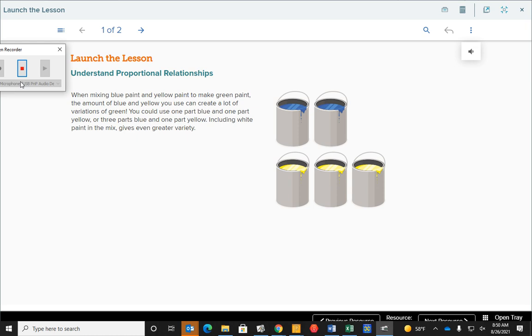All right, so if we look at this example, the introduction to this lesson: when mixing blue paint and yellow paint to make green paint, the amount of blue and yellow can cause a lot of variations of green. Would you guys agree? If you use too much yellow, it's going to be lighter. If you use too much blue, it's going to be darker. Okay, good. So there are very, very important ratios and proportions that we use.